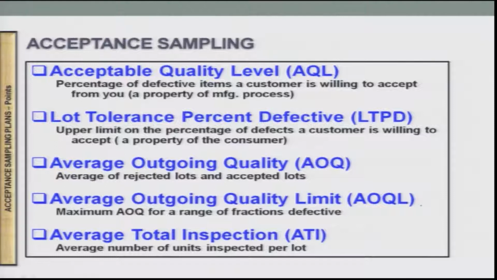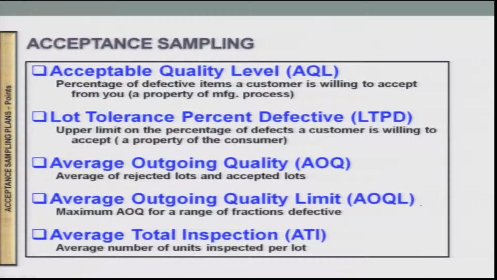Acceptance sampling, basically the important points are: the AQL level is the percentage of defective items a customer is willing to accept from you, a property of the manufacturing process, which is basically a sort of error. As I mentioned, these are alpha and beta errors, which you also encounter in hypothesis testing. Lot tolerance percentage defective, the LTPD, is the upper limit on the percentage of defects a customer is willing to accept, which also has a consequence based on the alpha and beta values.